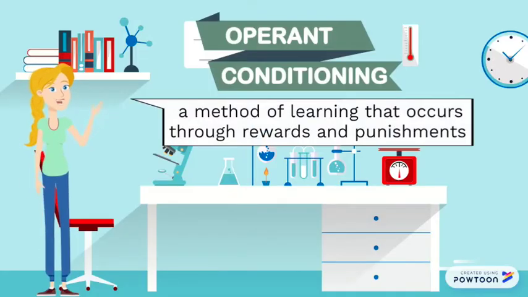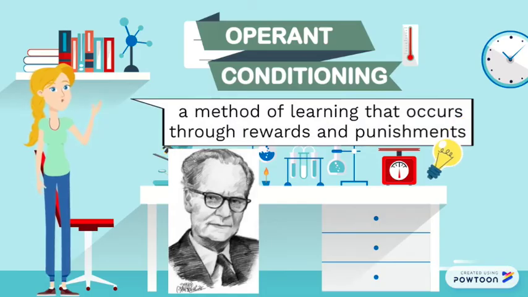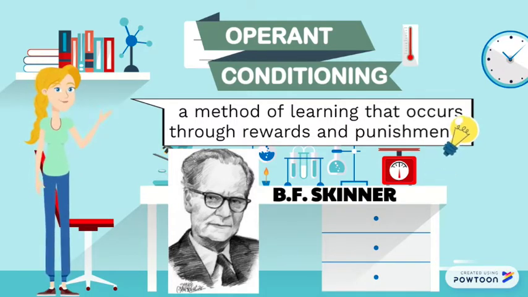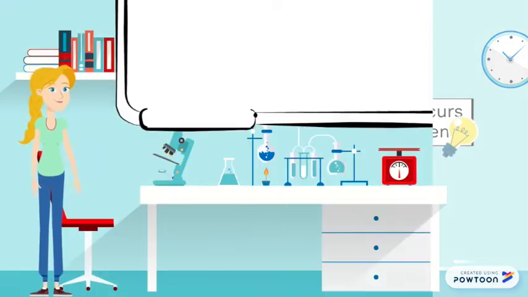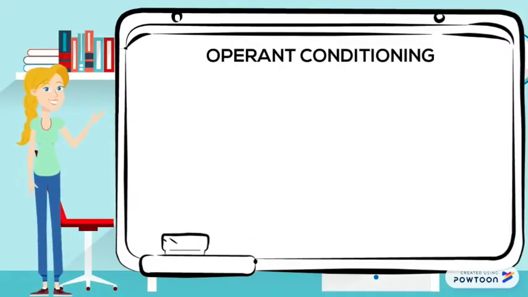Operant conditioning is a method of learning that occurs through rewards and punishments for behaviour. This new way of learning was discovered by B.F. Skinner, the father of operant conditioning. Operant conditioning can occur in two ways.